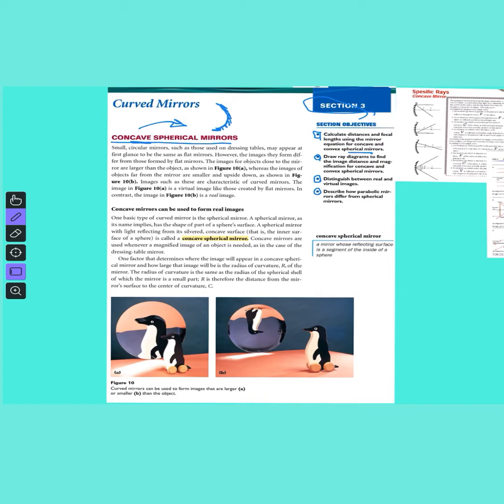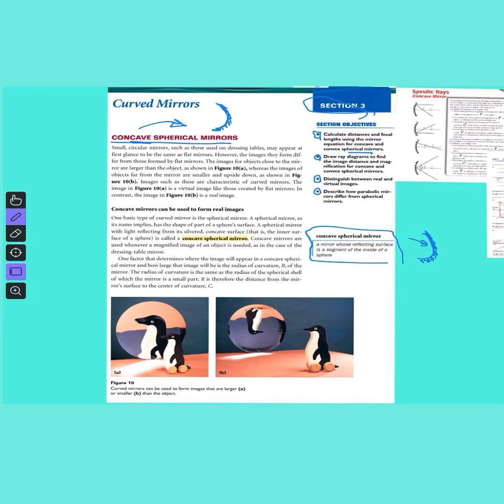Okay, that's the definition of the concave mirror: a mirror whose reflecting surface is a segment of the inside of a sphere. For example, that's the inside of the sphere, that's the back side of the sphere, guys. Okay, and what are the properties of the image of this mirror?